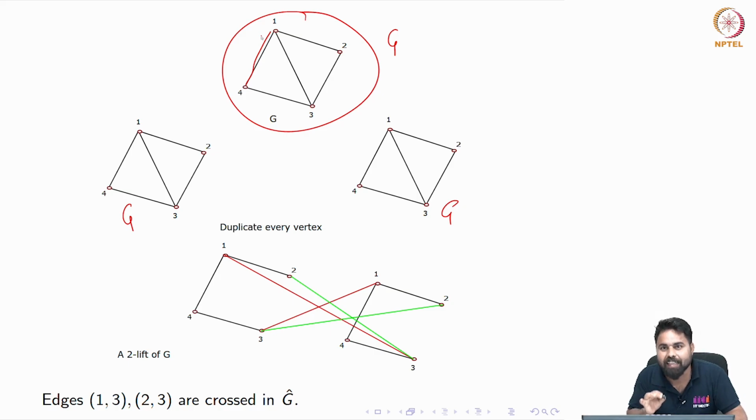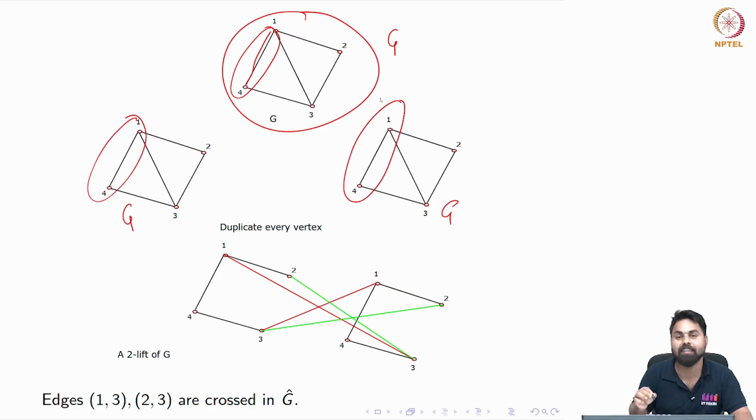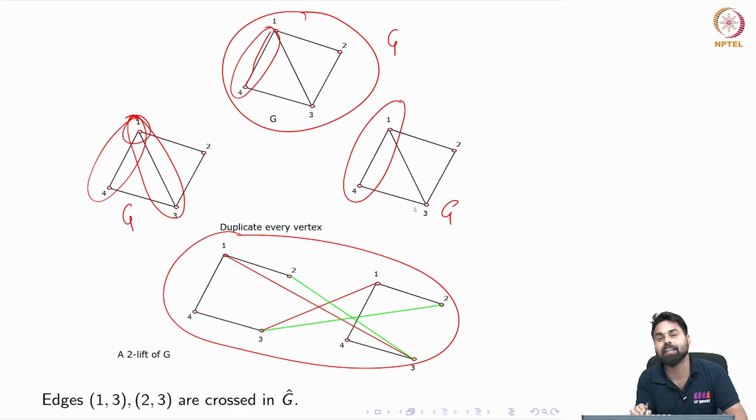either you keep the edge as it is in both the copies, or cross it. For example, if you see this edge 1 4, it is kept as it is in both the copies. Now let us see what happens for 1 3. You see that 1 3 is actually getting crossed. So vertex 1 of the first copy has an edge with vertex 3 of the other copy, and vice versa.